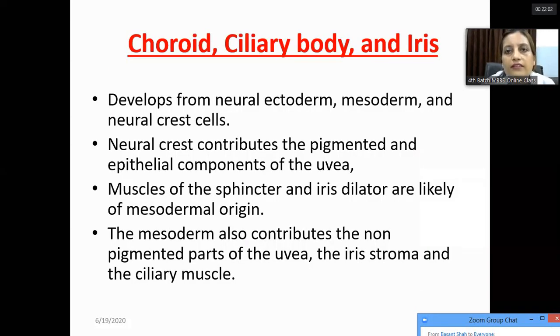So the choroid, ciliary body and iris develop from the neural ectoderm, mesoderm and the neural crest. The neural crest contributes the pigmented and epithelial component of the uvea, and the muscles of the sphincter and iris dilator are likely of mesodermal origin. And the mesoderm also contributes the non-pigmented part of the uvea, the iris stroma and the ciliary muscles.